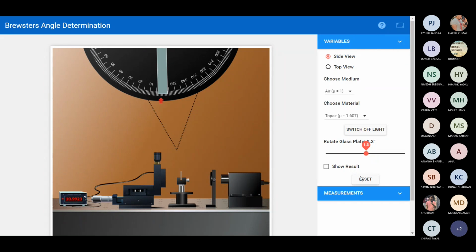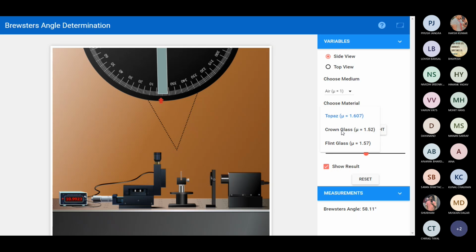Okay, so at this value of the current, you can see the Brewster angle is this one, 58.11. Okay, so this is the value of the Brewster angle for the air as the surrounding medium and topaz having refractive index 1.607 as the reflecting surface. Okay, again you can change the reflecting surface.